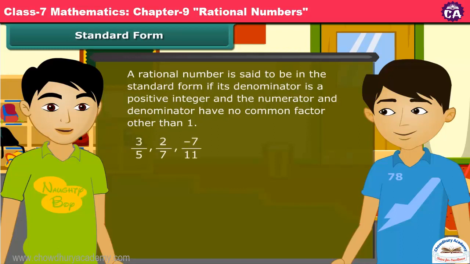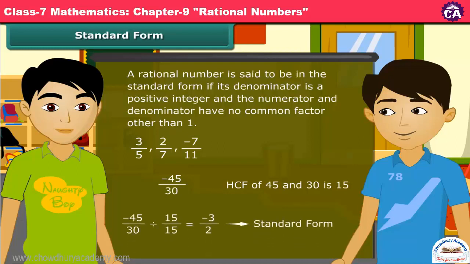And if the numbers are not in the standard form, then it is reduced in a standard form. For example, minus 45 by 30 is not in a standard form. We will reduce it by dividing its numerator and denominator by their HCF. Here the HCF of 45 and 30 is 15. Yes, so we will divide the numerator and denominator by 15, and we will get the rational number minus 3 by 2, which is in a standard form.